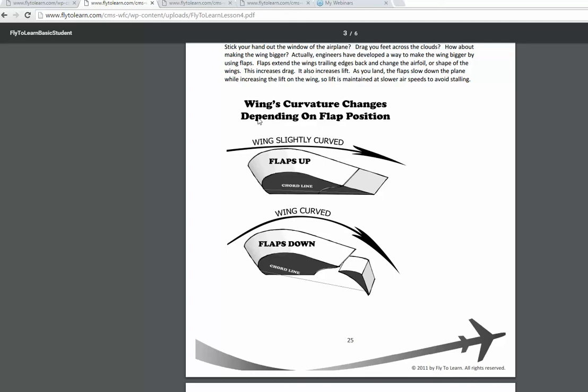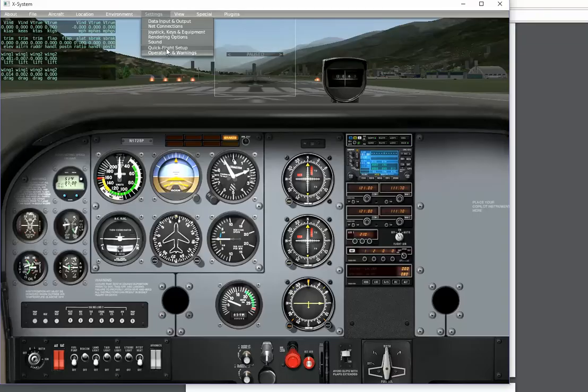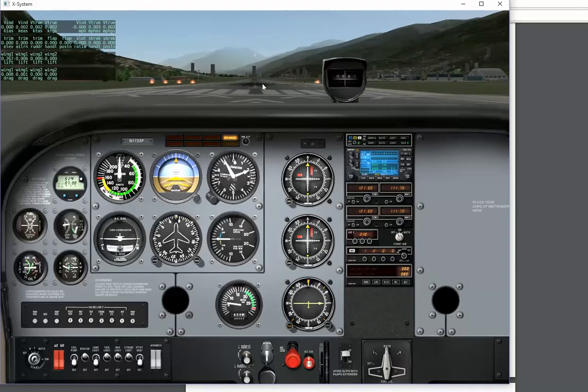So the question is, how do you reset your plane to its initial position? What I normally would do is just go into the quick flight setup and click on go to this airport.